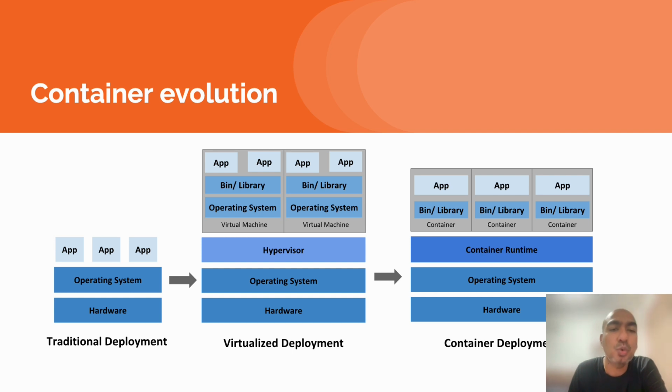Again, a container has its own OS. I don't want to get into that, but they still use an OS. Then we have binaries and we have the application deployed, but the OS is very light, with minimum features which serve our purpose. So this is how we evolved.